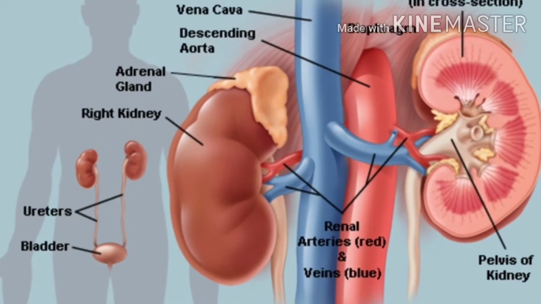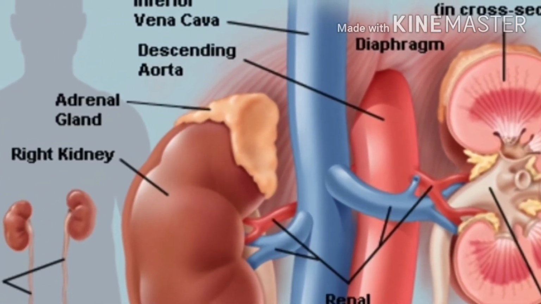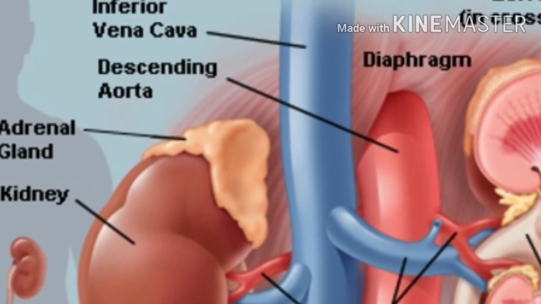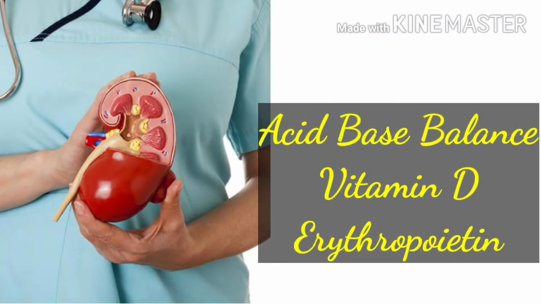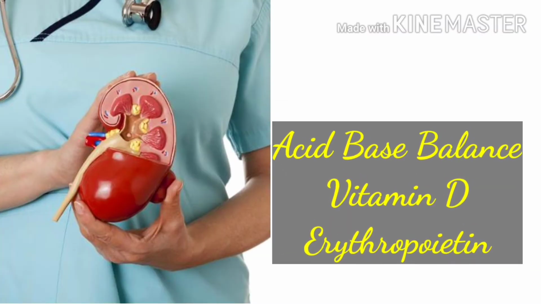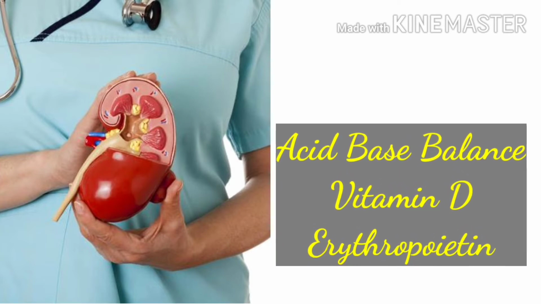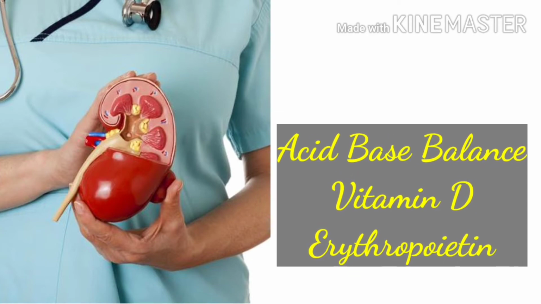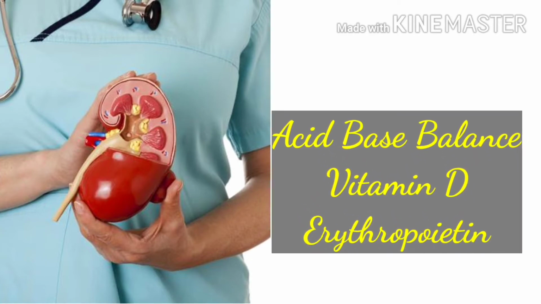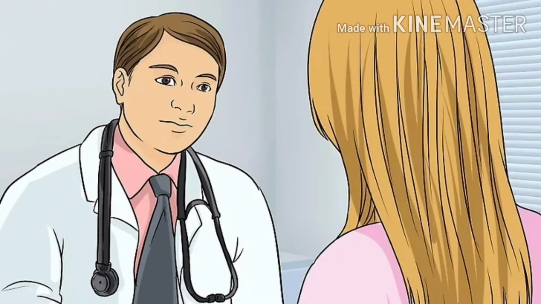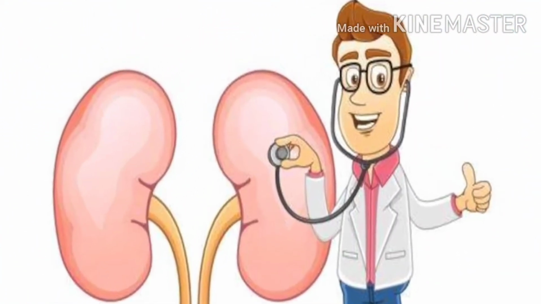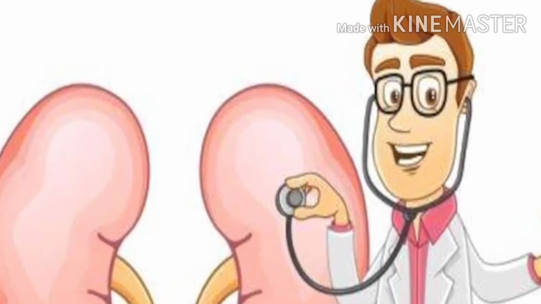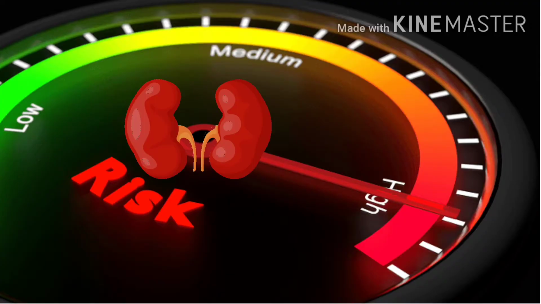Kidneys play an important role in the acid-base balance, and it also helps to remove waste materials from our body in the form of urine. And kidneys play an important role in the synthesis of vitamin D and erythropoietin. Kidney function tests are generally used to diagnose the kidney problems, and it also helps to assess the kidney function.